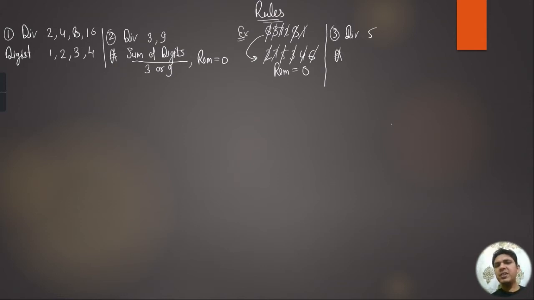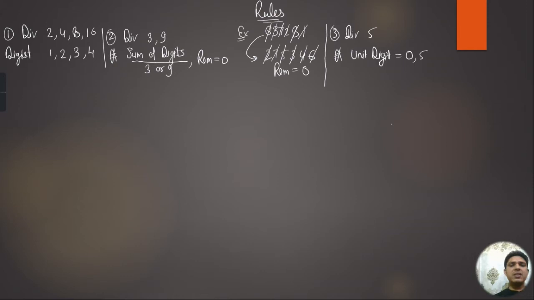Divisibility rule of 5 is very simple: the unit digit of the number should be either 0 or 5, right? Unit digit of the number should be either 0 or 5. So the number will be divisible by 5.